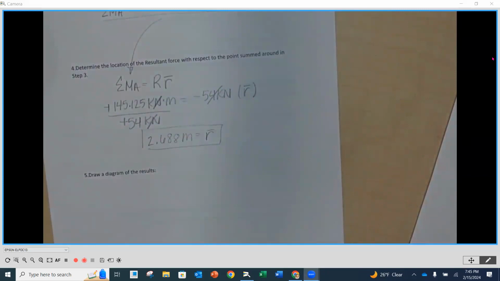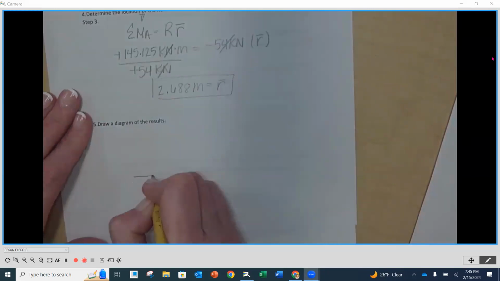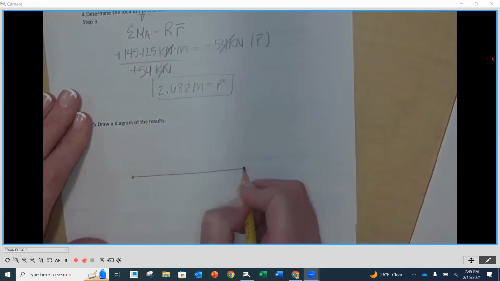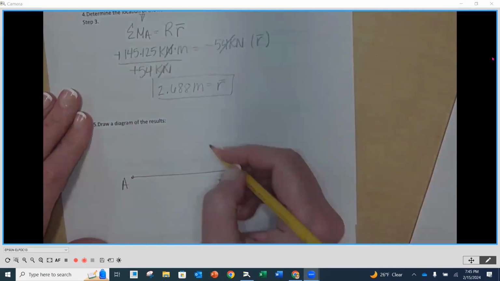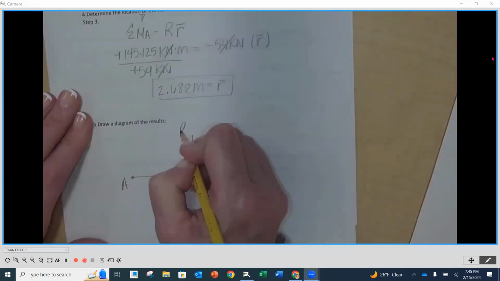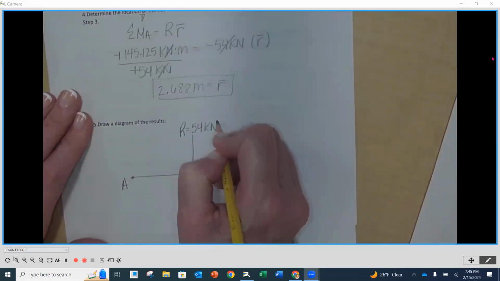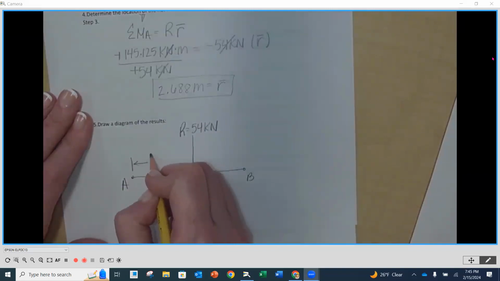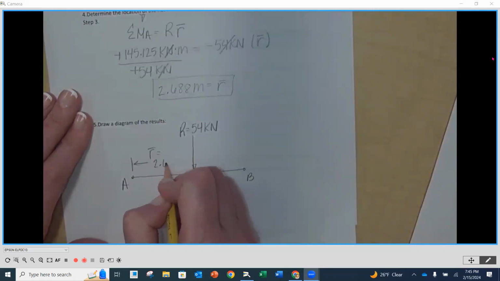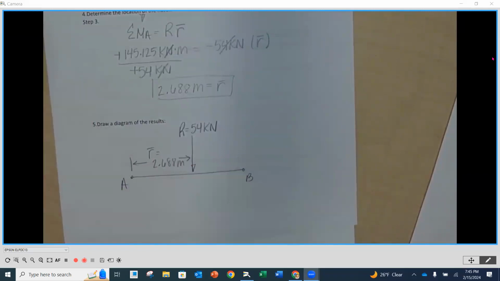Yep, 2.69, 2.688, good. And now we're going to draw a quick diagram, right? So we're going to go from A to B. We're going to draw our resultant equal to 54 kilonewtons, and my R bar is equal to 2.688 meters. There you go.